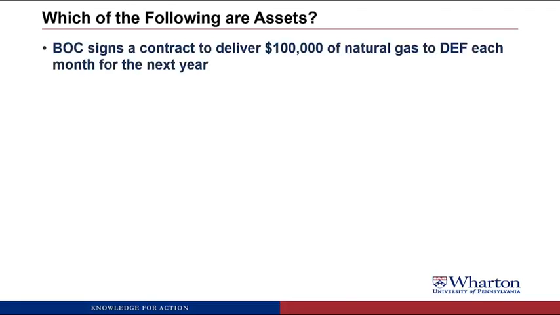BOC signs a contract to deliver $100,000 of natural gas to DEF each month for the next year. This one will not be an asset because there's been no past transaction or exchange. Every exchange of cash, goods, or services is going to happen sometime in the future. Nothing has been exchanged now, and so there can't be an asset for this.